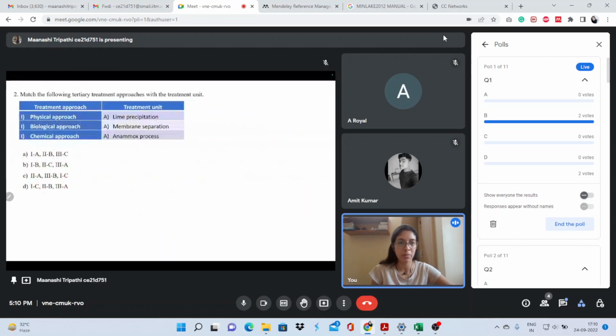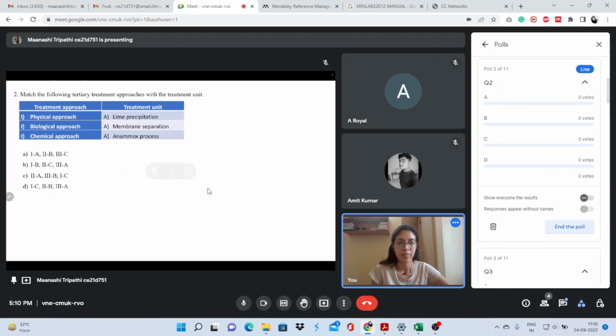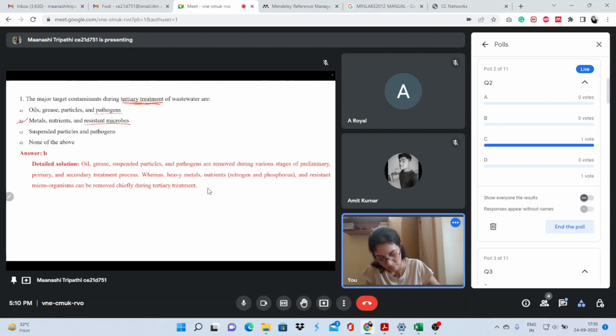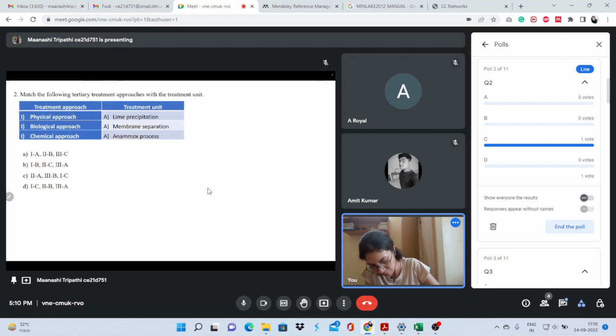So this is question number 2, and I'll launch the poll for question number 2. Match the following tertiary treatment approaches with the treatment unit: physical, biological, and chemical. We need to match them with lime, membrane, or Anammox process. Which is which? This is 1, 2, 3, and this is A, B, and C.